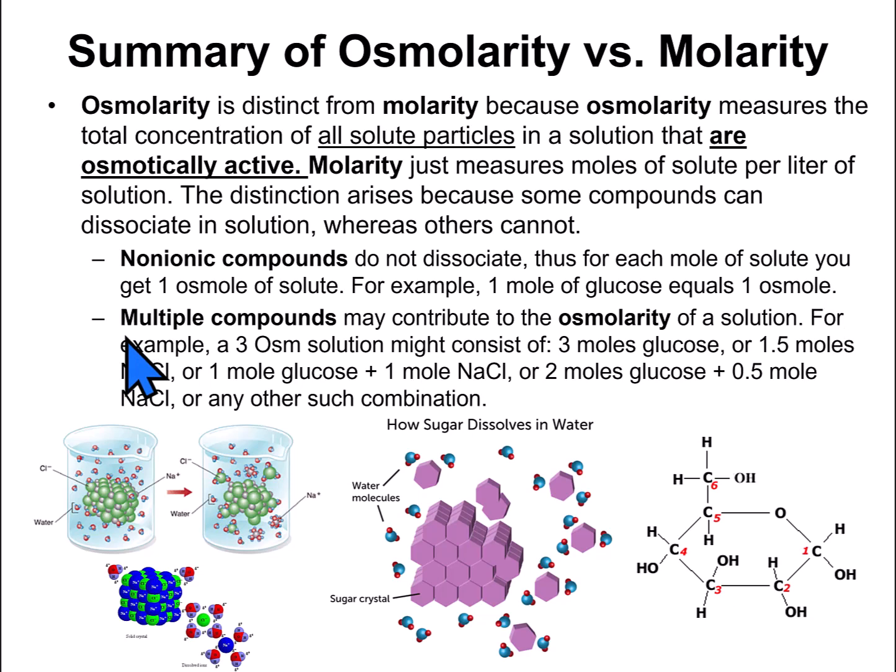Multiple compounds may contribute to the osmolarity of a solution. For example, if I want a 3 osmole solution, this might consist of just adding 3 moles of glucose. Or you can add 1.5 moles of sodium chloride. Why would that work? Because sodium chloride dissociates, so that's going to give me 1.5 moles of sodium and 1.5 moles of chloride, which together give you 3 osmoles. Or you can put in 1 mole of glucose and 1 mole of sodium chloride. That's going to give you 3 altogether. Or 2 moles of glucose and a half mole of sodium chloride to give you that same 3 osmole solution.